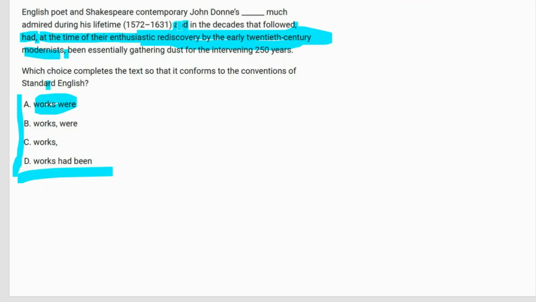Because what did I always say about and? Whenever you see and and commas, they always want to say the same thing. The same thing is going to happen before and after and. So that's what you're going to do here. If you see a lot of commas, I guess you can understand what I'm going to try to say. I guess you can tell, but still we are going to check. English poet Shakespeare and contemporary and John Donne's works much admired during his lifetime and in the decades that followed had, at the time of the interesting blah blah blah, been essentially gathering dust for the intervening 250 years.